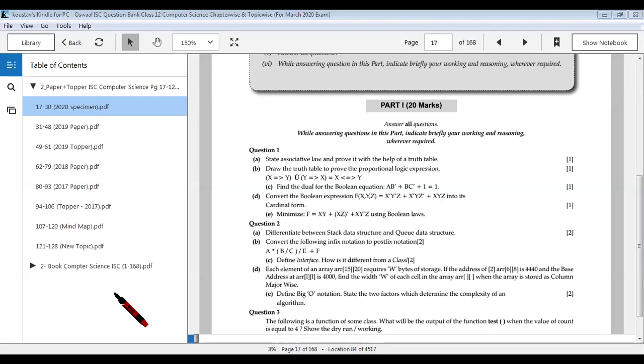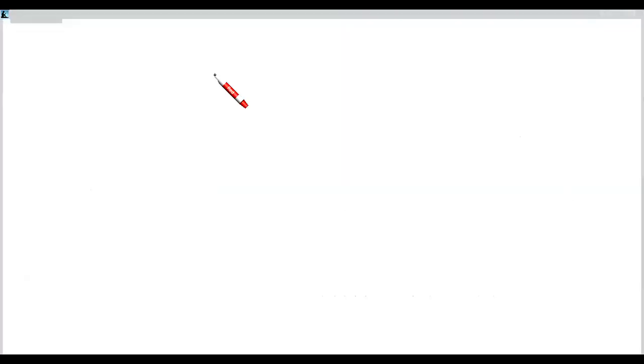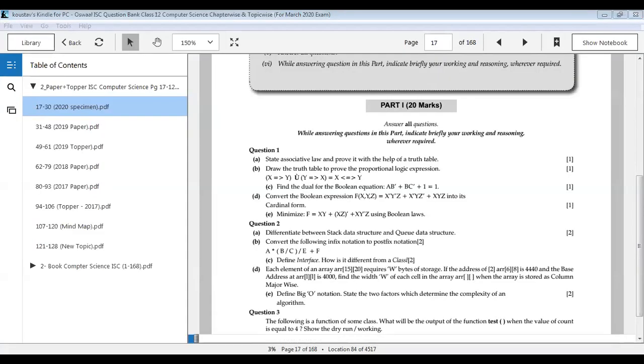Let me just write the question. A plus in bracket B divided by C divided by E plus F. Okay, so I have also noted down the question.